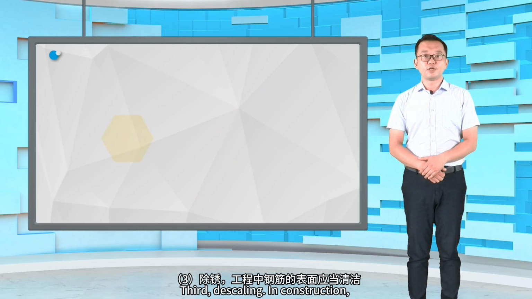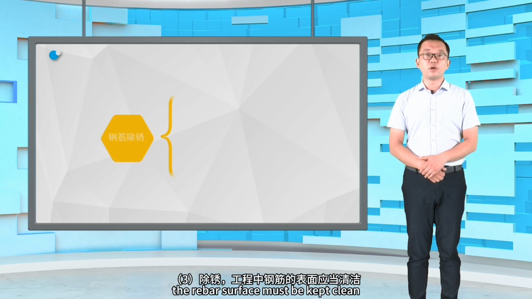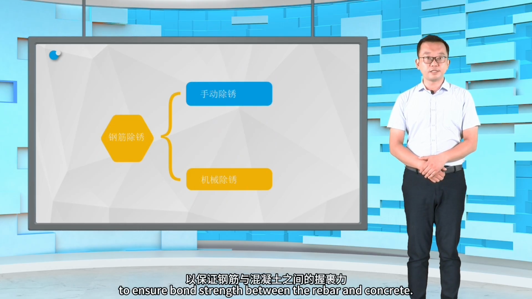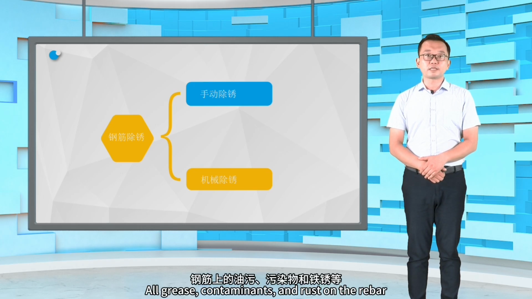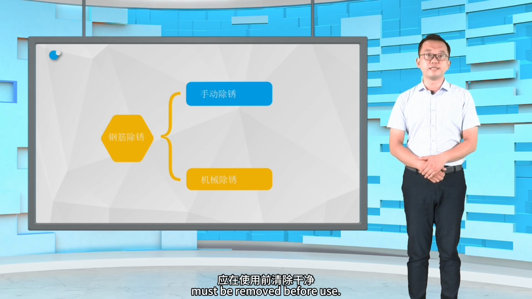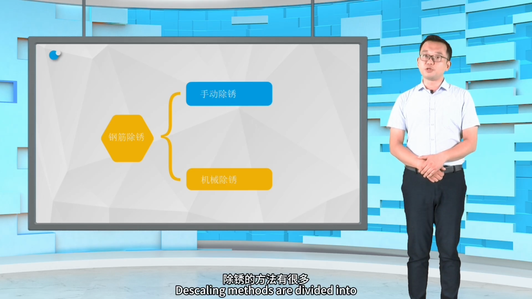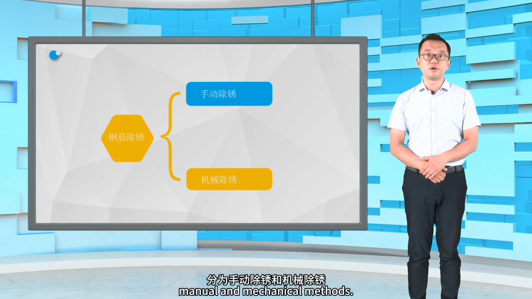Third, descaling. In construction, the rebar surface must be kept clean to ensure bond strength between the rebar and concrete. All grease, contaminants, and rust on the rebar must be removed before use. Rebar with scaly or flaky rust must not be used. Descaling methods are divided into manual and mechanical methods.